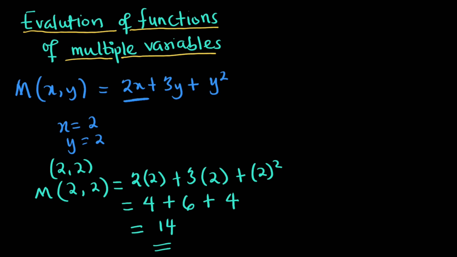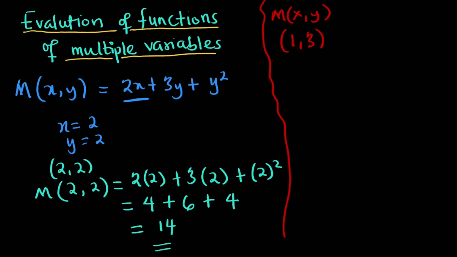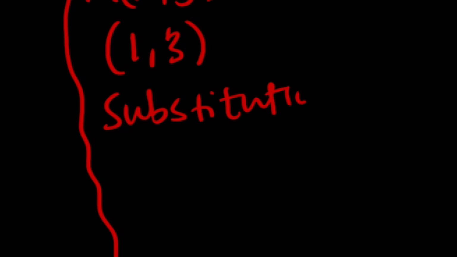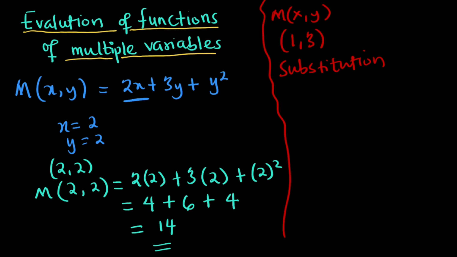Now to make things a bit clearer, let's consider the same function again, but with different points given. Let's consider the same function m of x, y. By this time, let's evaluate this function at the point (1, 3). Again, the key thing over here is substitution. All you need to do is to substitute the corresponding value of x and the corresponding value of y anywhere in the expression that you see x and y. So anywhere in the expression, if I see x, I would substitute 1. If I see y, I would substitute 3.